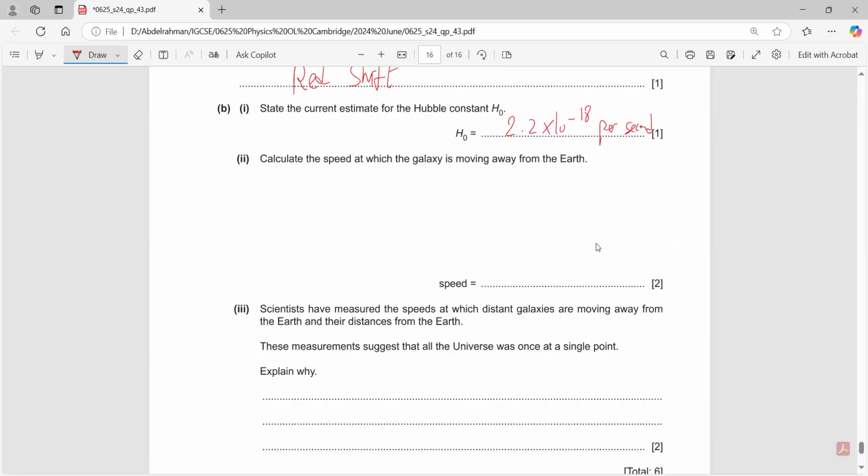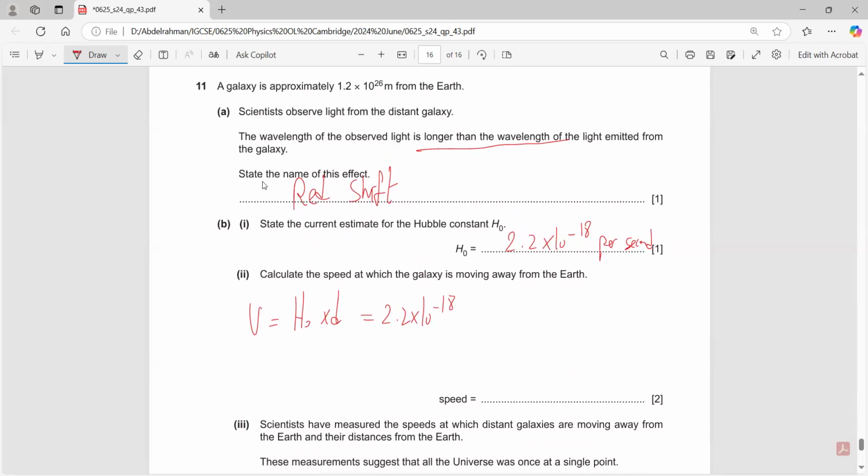Can I find the speed? Yes, I can find the speed. Why? Because speed equals H naught times the distance. So the H naught is 2.2 times 10 to the negative 18, and the distance is 1.2 times 10 to the power of 26 meters. You don't need to convert, so the speed would be quite fast. Yes, 2.6 times 10 to the power of 8 meters per second.